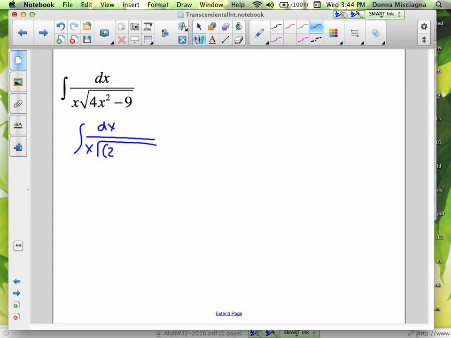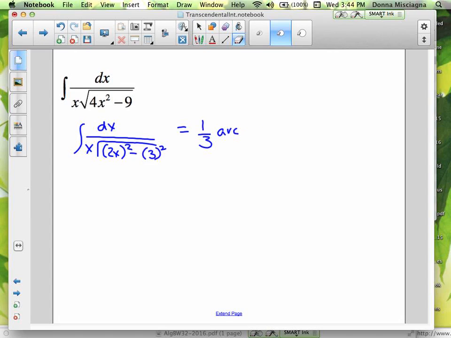So this would be a 2x squared minus 3 squared. And so then what would be the integral? 1/3 arcsecant absolute value of x over 3. That S looks bizarre. It looks like an 8. I know. So 1/3 arcsecant absolute value of x over 3 plus c.